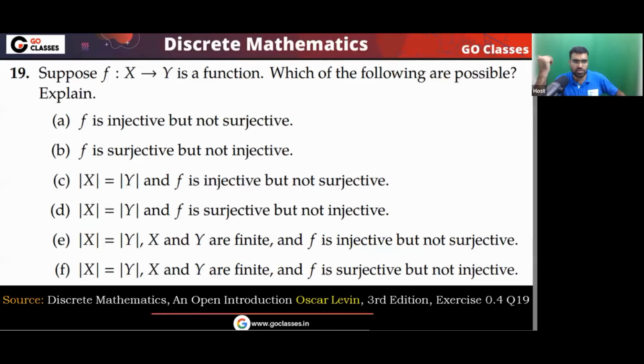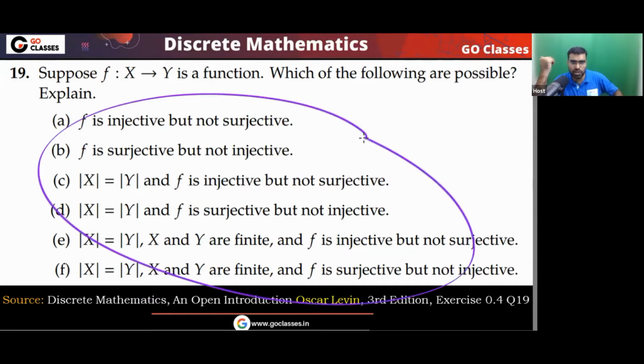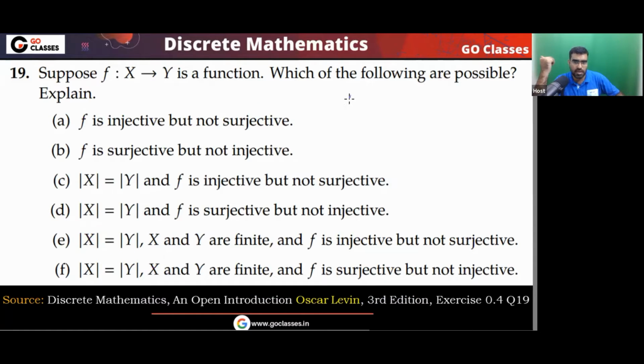So now let's see the next question. Question number 19, and this is my favorite question. And one very important point I will tell you to note down in your notes. Suppose you have a function from set X to set Y. This is a function. Which of the following are possible?